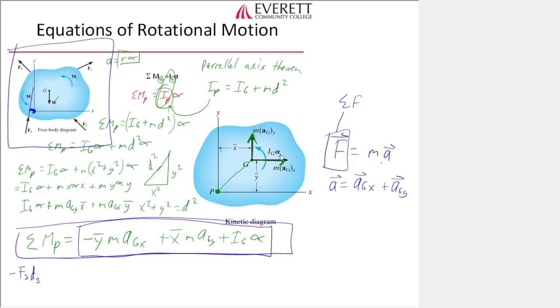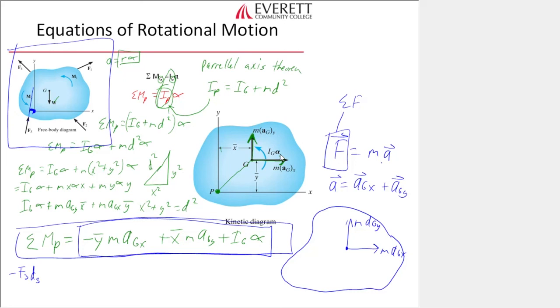A kinetic diagram is very, very simple to draw, way simpler than a free body diagram. Why? Because we're going to have the same components every single time. We're going to draw an object, we're going to draw its center of mass, and we're going to draw components of acceleration: m a_Gx, m a_Gy. Notice that that's mass times acceleration, which we know is equivalent to a force. So these are pseudo forces.